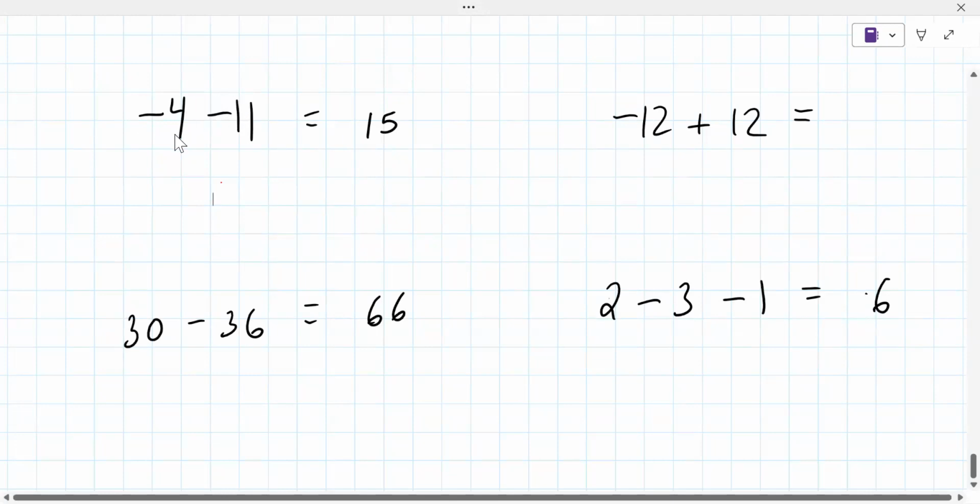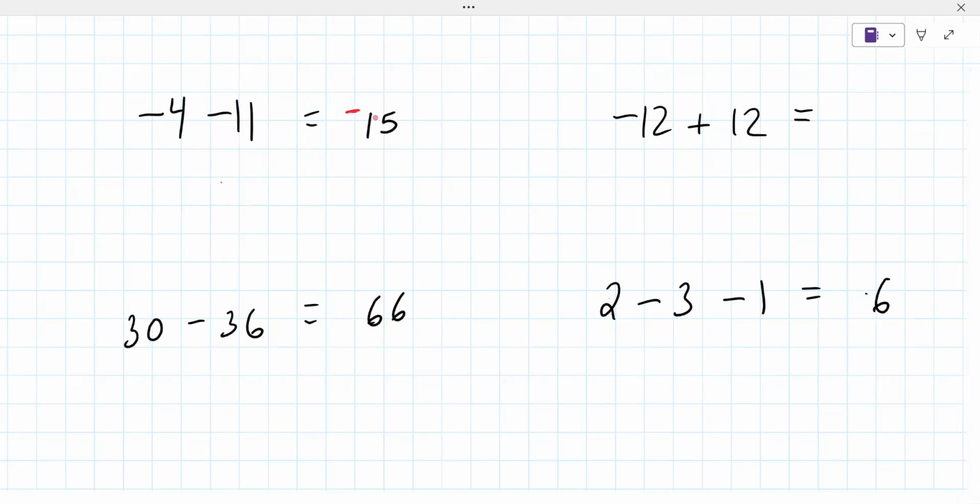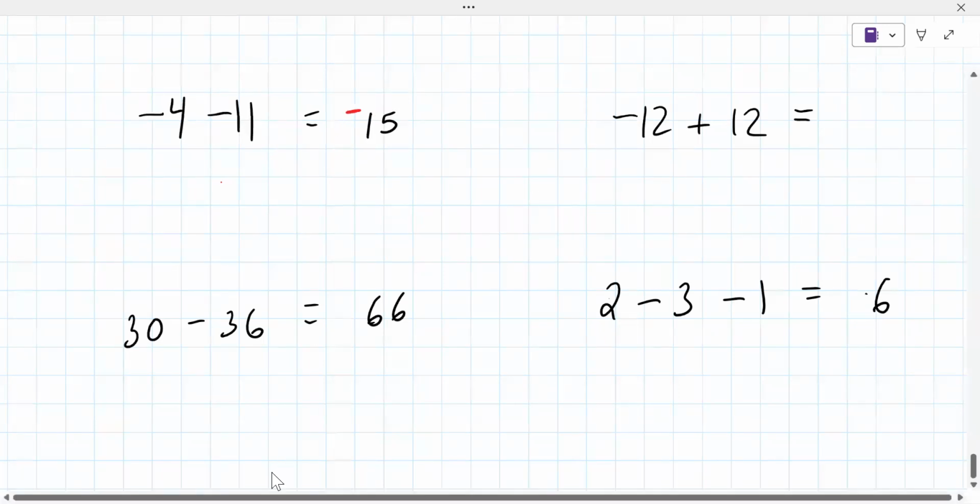Now, if you don't like the owing analogy, think of it as wanting to buy something for $4 and something for $11. So yes, you need $15, but you actually owe that money. So the answer is actually negative 15. Oh, okay. So sometimes money is the great explainer of addition and subtraction.